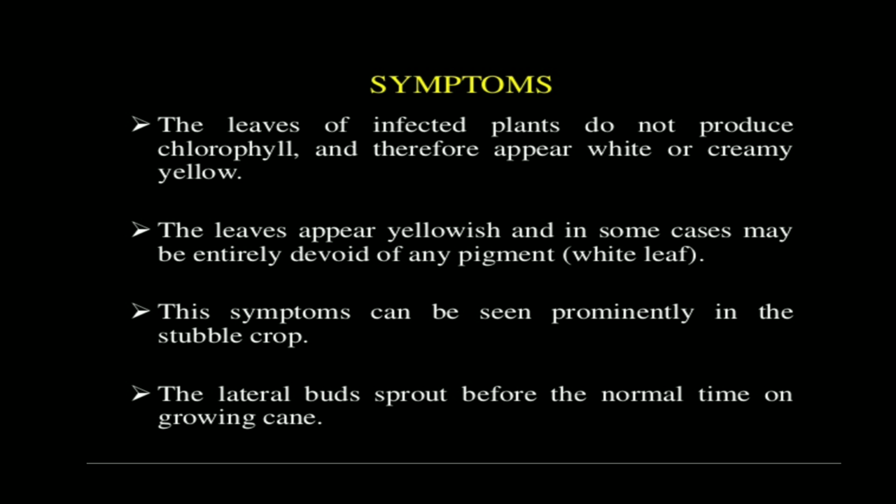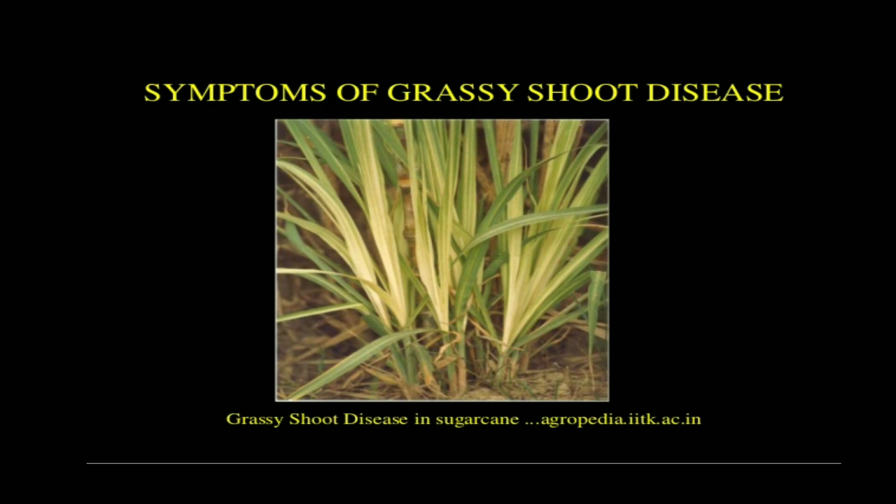The lateral buds sprout before the normal time on the growing grains. So the lateral bud formation will be early, they sprout early, right, as compared to the normal growing time of the sugarcane. So here you can see the grassy shoot disease in the sugarcane.